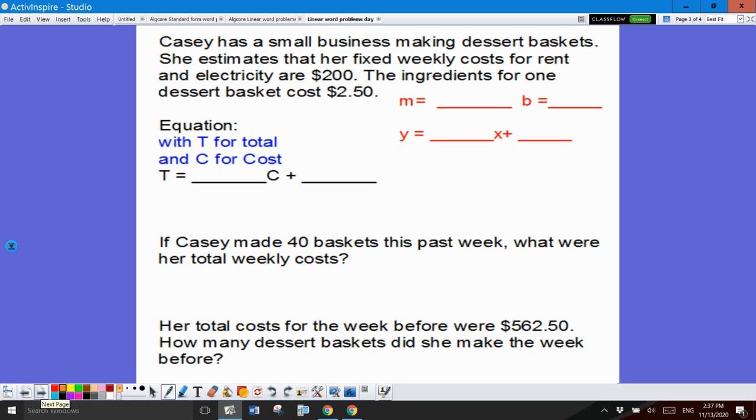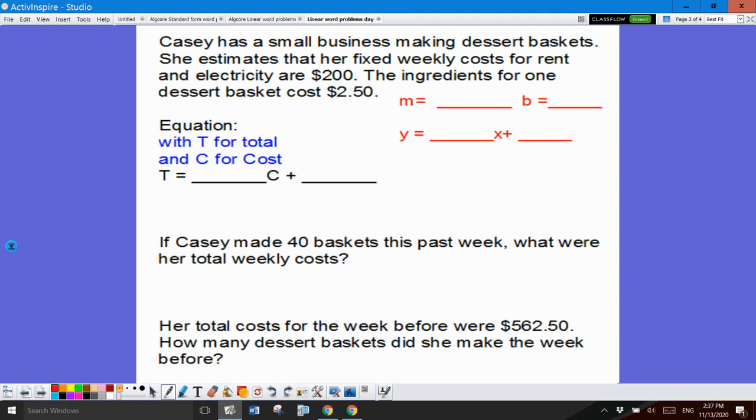Okay, let's take a look at this one. Casey has a small business making dessert baskets. She estimates that her fixed weekly cost for rent and electricity are $200. The ingredient for one dessert basket costs $2.50. Okay, so we need to figure out our M and our B, and then we're going to rewrite our equations.